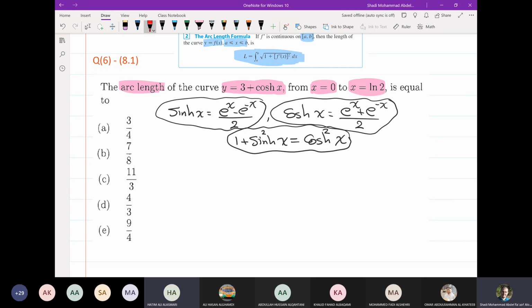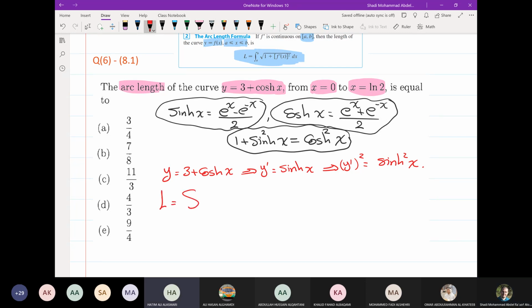First, I derive the function. Okay, so the function is 3 plus cosine hyperbolic x. You derive it. Its derivative will be what? Sinh x. And y prime square will be what? Sine hyperbolic square. Good. Then you substitute in the rule, right? Yes. 1 plus sinh square equals.